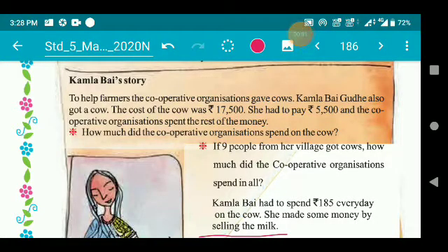Hello students, welcome back again to the math class of standard 5, chapter number 13, ways to multiply and divide. Let us continue with the topic Kamalabai's story.